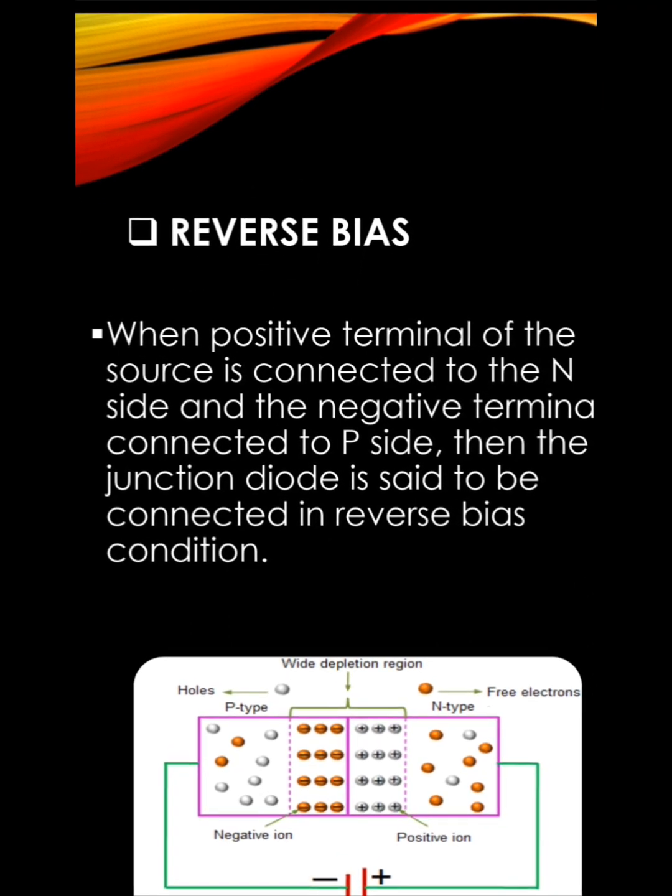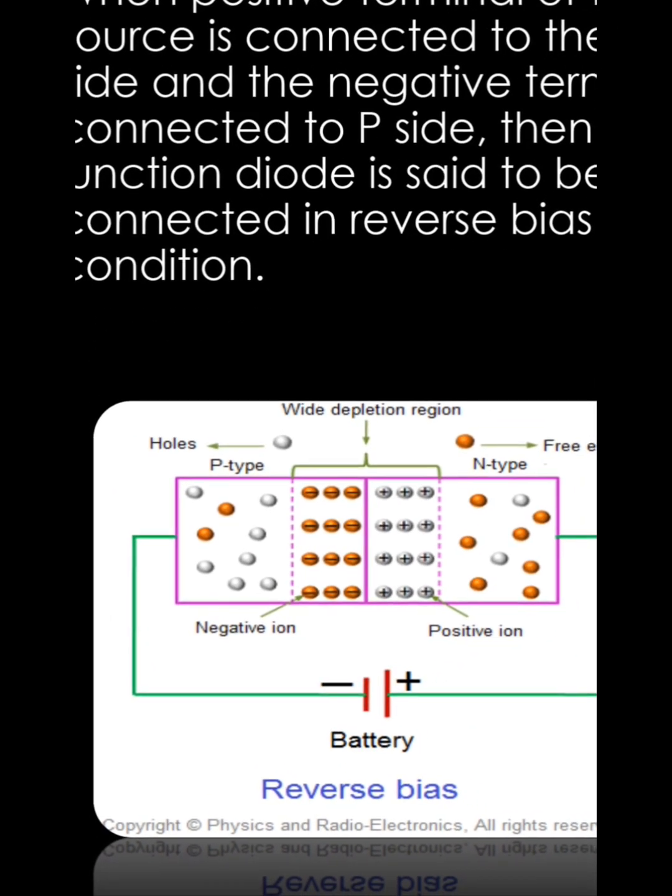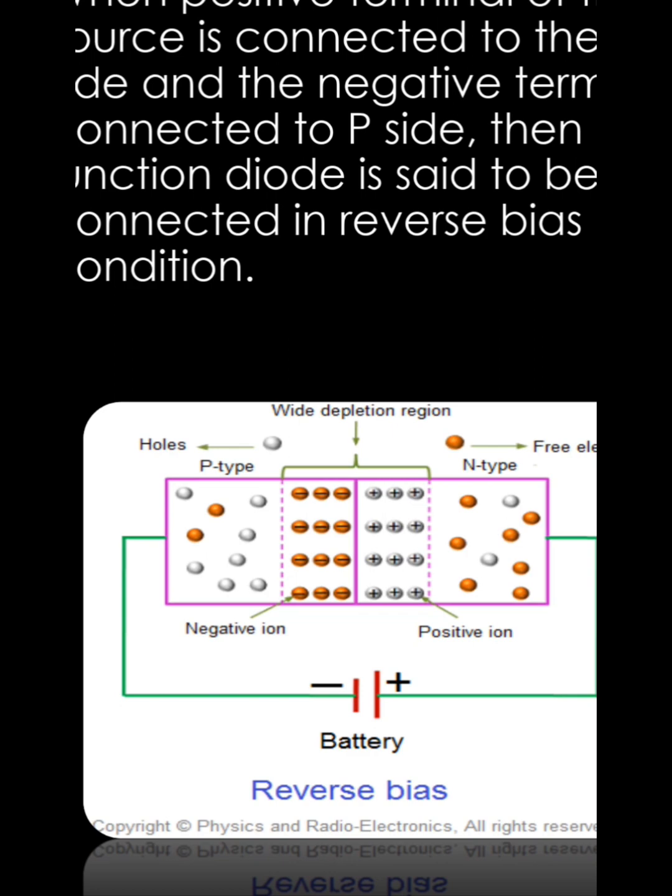Reverse bias. When the positive terminal of the source is connected to the N side and the negative terminal is connected to the P side, the junction diode is said to be connected in reverse bias condition. This is the reverse bias diagram.